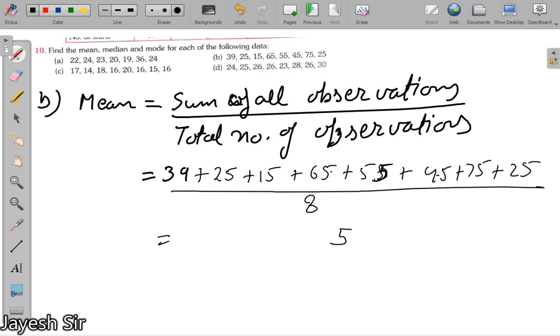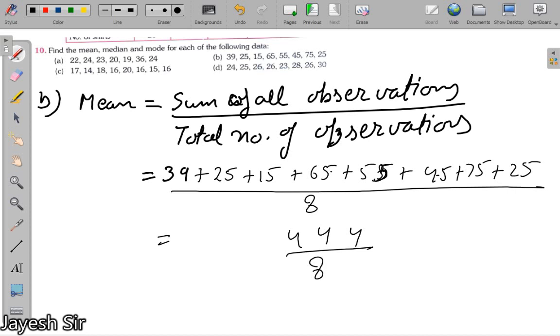35 plus 9 is 44. 4 plus 2 is 6. 6 plus 4 is 10. 17. 17 plus 5 is 22. 22 plus 6 is 28. 28 plus 1 is 29. 29 plus 2 is 31. 31 plus 3 is 44.